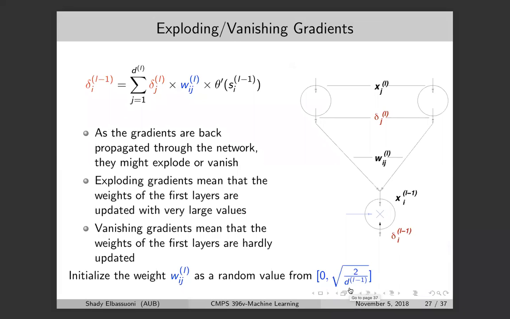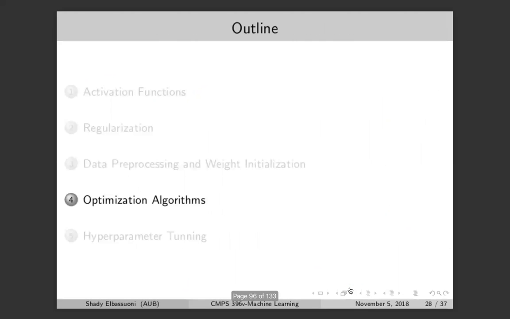When you're training a neural network and you're using a library, you might ask, how do I initialize the weights? And you set it typically as follows: random between 0 and square root of 2 over d_{l-1}. Okay? Questions? All right.